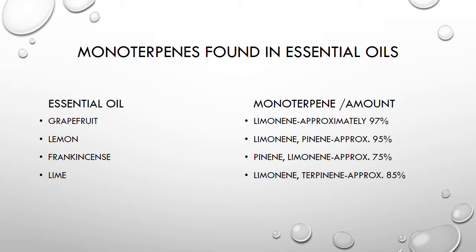Lemon has the same monoterpene, but in addition to the limonene, you have the terpinene, and both of those are found approximately 95% in lemon. Then for frankincense, you have the same monoterpenes that are found in lemon, but as you can see, they're not found as much. It's only approximately 75%. And lastly, lime has limonene and then it has terpinene, and those are found in lime essential oil approximately 85%.